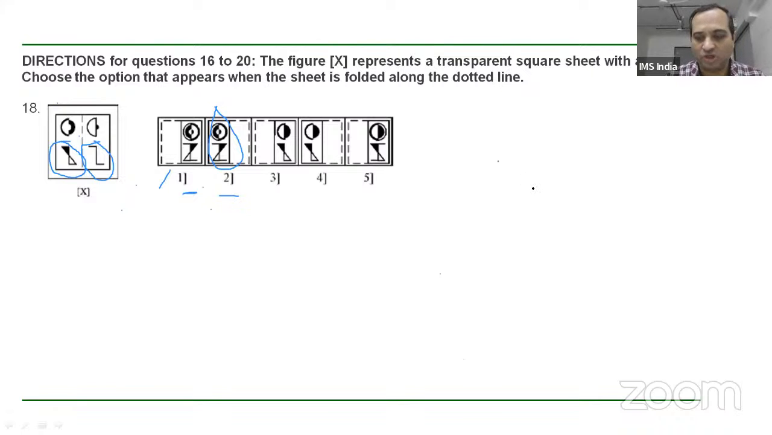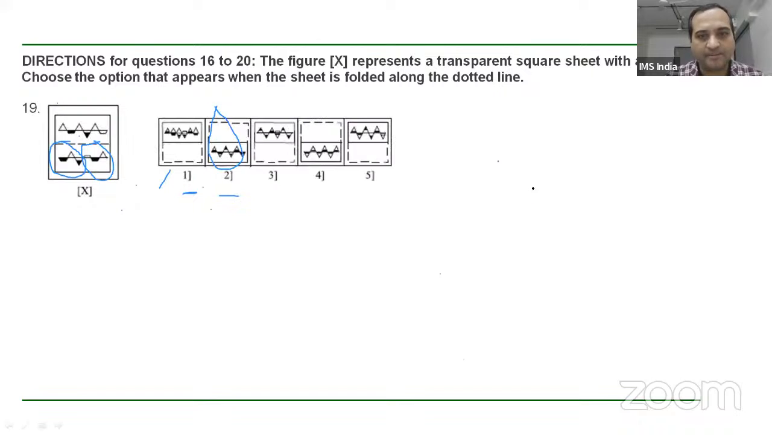Okay, chalo, let's move on to the next one. Arnav, I hope you got the answer. Why not 2 and why 1?